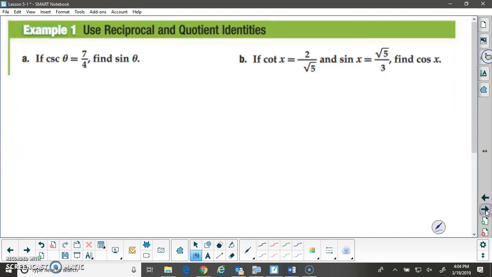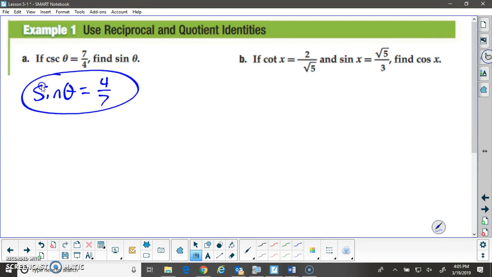And so our first example, part A, tells us that the cosecant of theta is 7/4, and wants us to find the sine. Well, since you know that cosecant and sine are reciprocals, pretty simple problem here. You know that the sine of theta would have to be equal to 4/7.